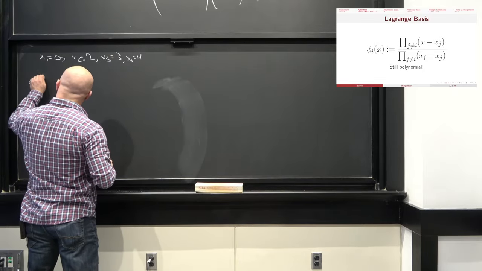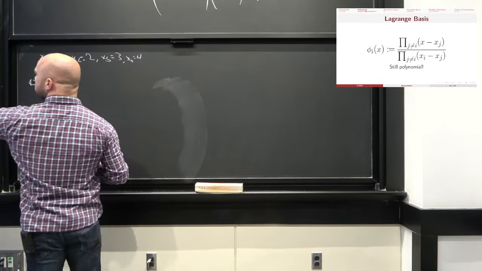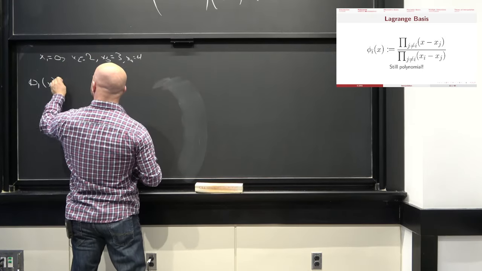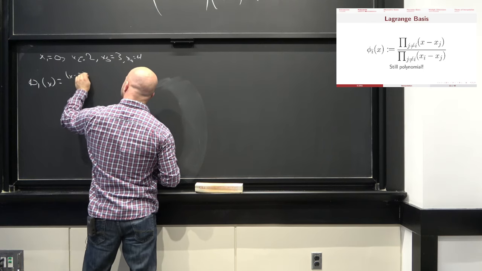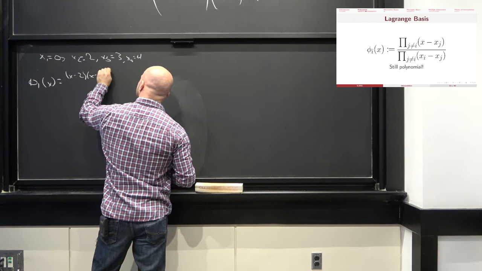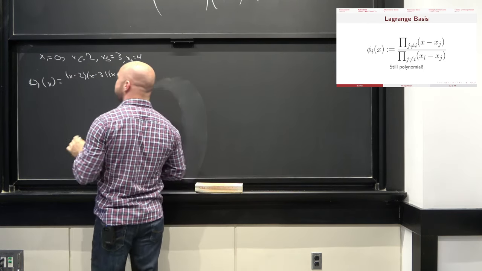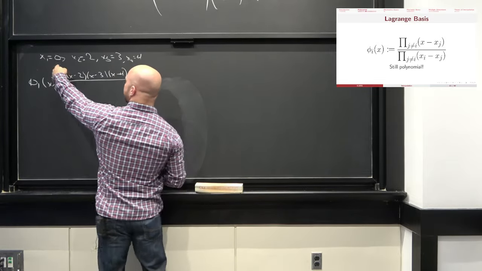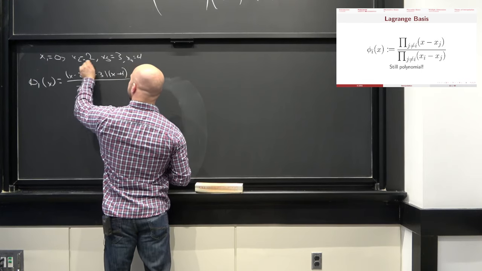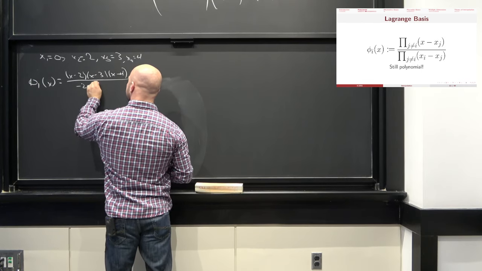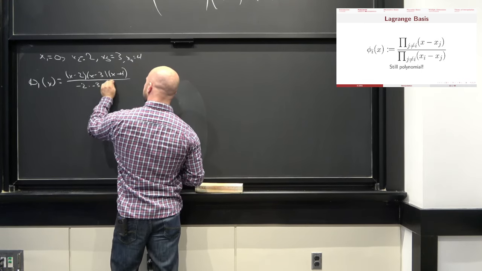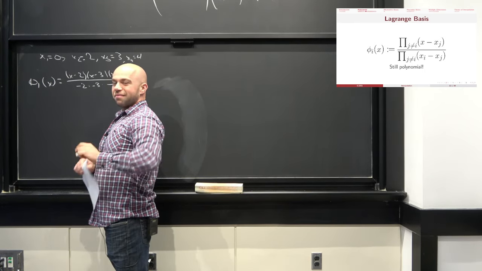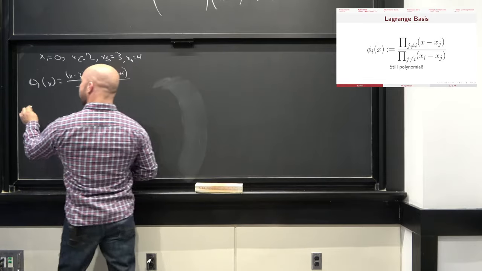Okay? So what is phi1 of x? Well, in the numerator, I have x minus xj for every j except for 1. So it's going to be x minus 2, x minus 3, x minus 4, like that. The denominator is going to be 0 minus 2, times 0 minus 3, times 0 minus 4, which is some number. I don't even care.